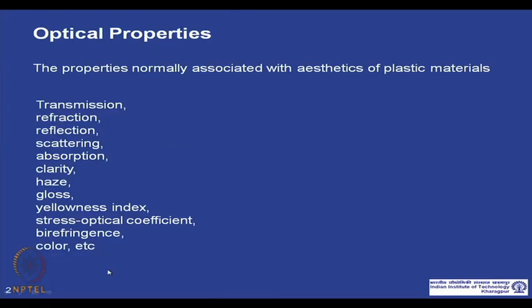So, if we look at these optical properties of a plastic material, you can list a number of terms: transmission, diffraction, reflection, scattering, absorption, clarity, haze, gloss, yellowness index, birefringence, color and so on. What I am going to do is not discuss each and every term, but pick up a few important terms, explain them, and see how the value of that particular parameter depends on the chemical structure. For example, let us talk about transmission first.